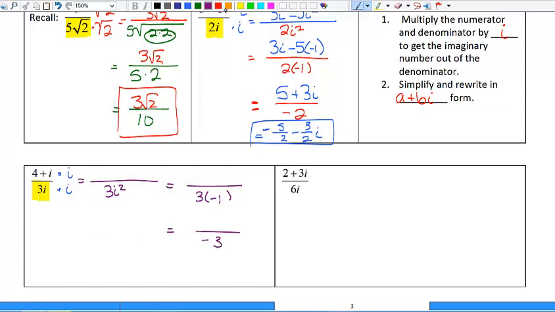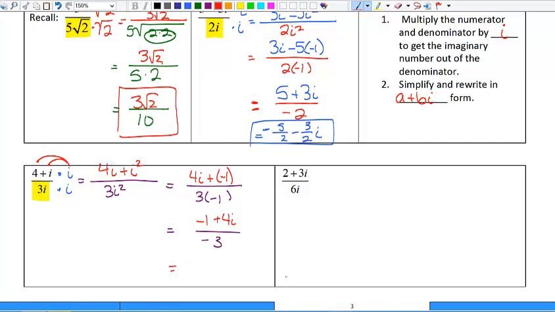So I've successfully got the i out of the denominator. Now I have to be fair. Whatever I do to the denominator, I also have to do to the numerator, which gives me 4i plus i squared. Now we know that i squared can be rewritten as negative 1. Step 2 says to make sure you simplify and rewrite in a plus bi form. So the negative 1, which is real, needs to go in the front, and the 4i, which is imaginary, needs to go in the back.